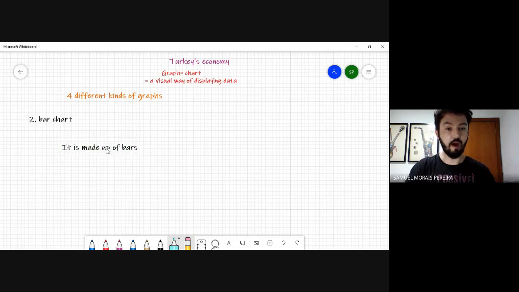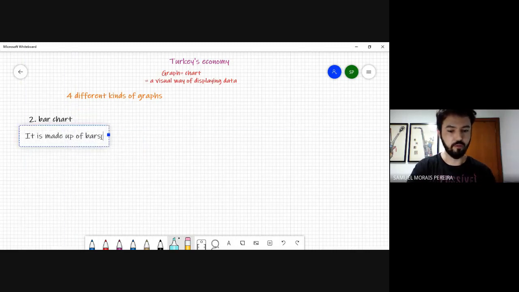Ele é feito de bars. This is the reason why we have the word bars. O que são bars, professor? You can understand bars as columns. Columns, colunas, okay?